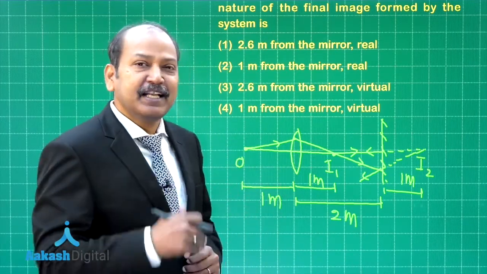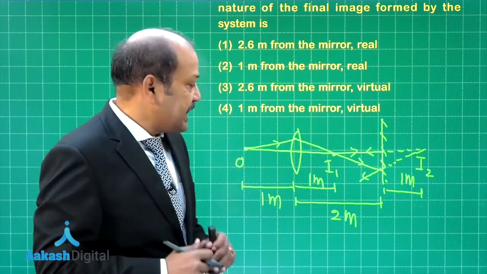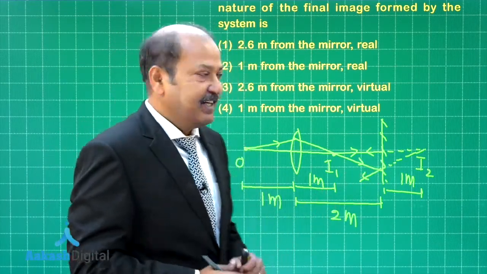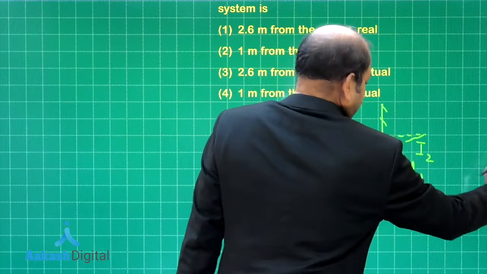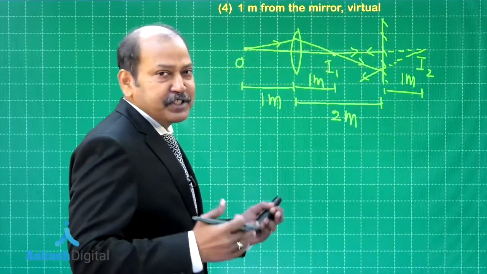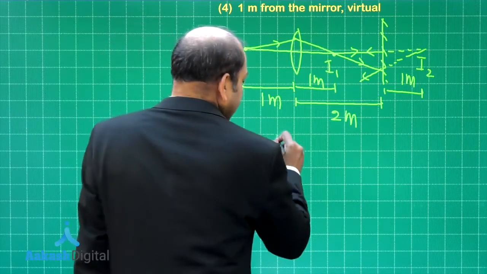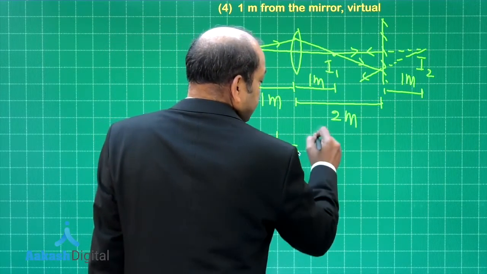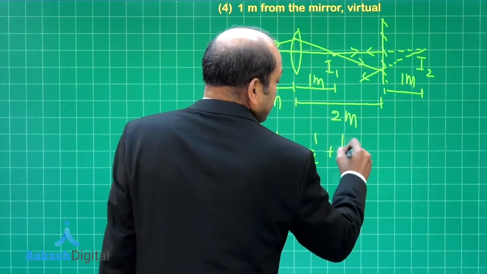So, what is the location of the image? Let us apply the lens formula, taking u as minus 3 meter. Well, so the lens formula is 1 by v minus 1 by u is equal to 1 by f. That gives us 1 by v is equal to 1 by f plus 1 by u.